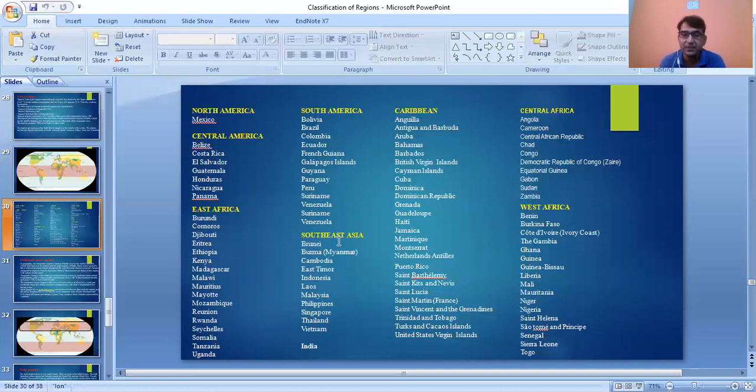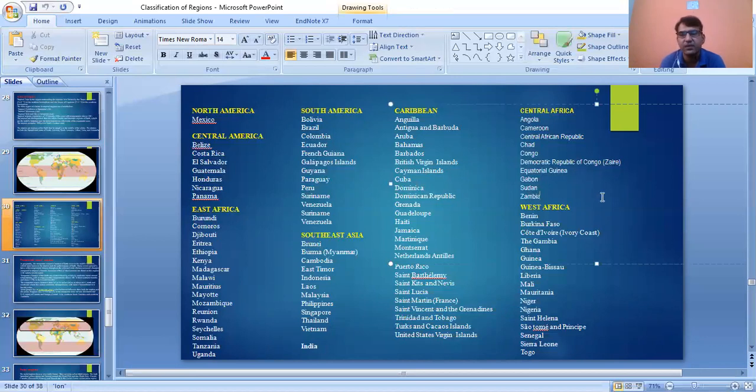And we have Southeast Asia: Brunei, Burma, Cambodia, East Timor, Indonesia, Laos, Malaysia, Philippines, Thailand, Vietnam, and India. Not the whole of India, but some part, about half of India, is in the tropical region. Then we have the Caribbean region: Anguilla, Antigua, Barbados, British Virgin Islands, Cuba. In Central Africa we have Chad, Congo, Gabon, Sudan, Zambia, Cameroon, and then in West Africa we have Burkina Faso, Gambia, Ghana. So there are lots of countries in the tropical region.